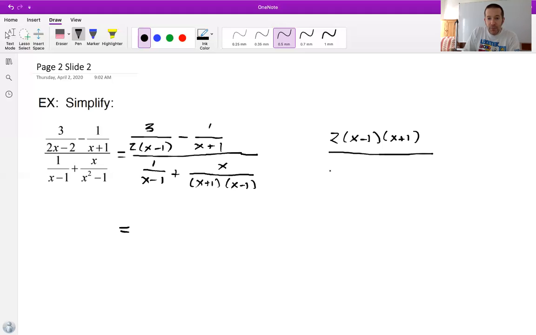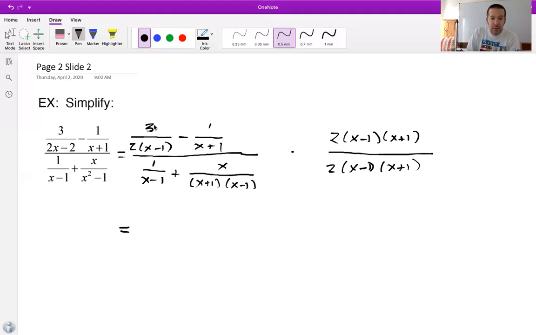And what we said before is we end up just multiplying the top and bottom. Oop, I wrote it in the wrong order. Okay, let's try that again. We multiply the top and bottom, numerator and denominator of our complex fraction by this LCD, and we see what happens.